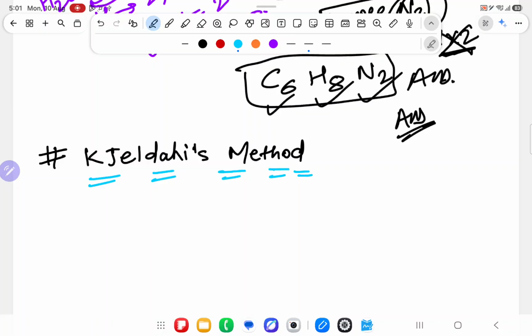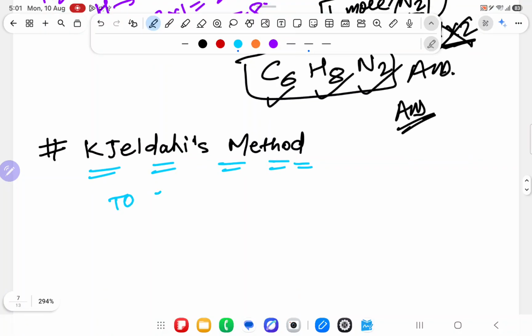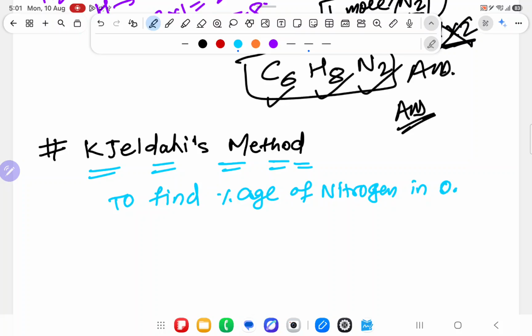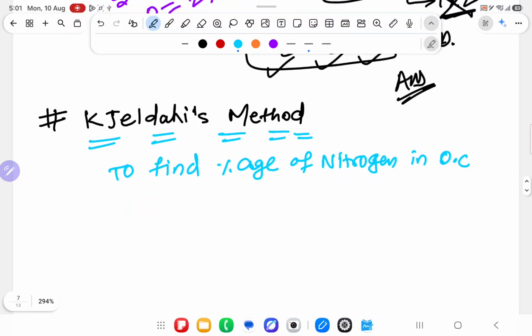First of all, two to three things we have to know. It is also used to find the percentage of nitrogen in an organic compound. It means there are two methods to find the percentage: one is the Dumas method, one is the Kjeldahl method. Now, over here, one reaction you have to know.